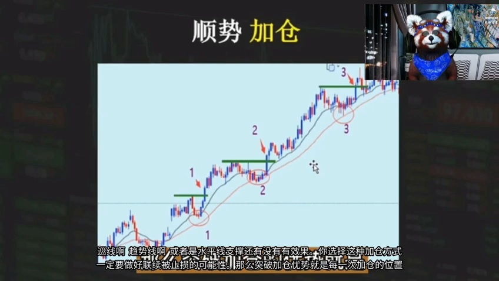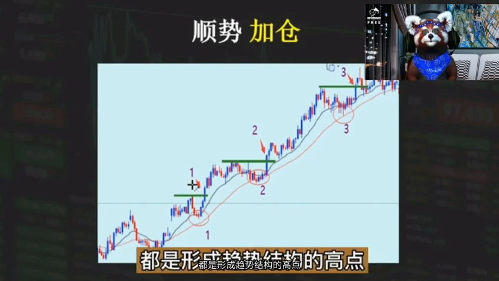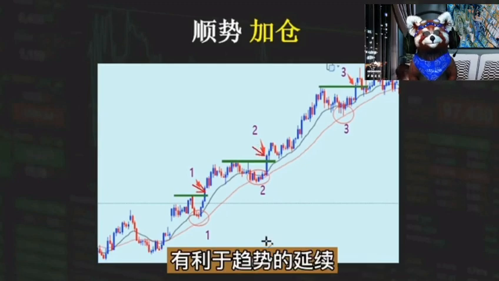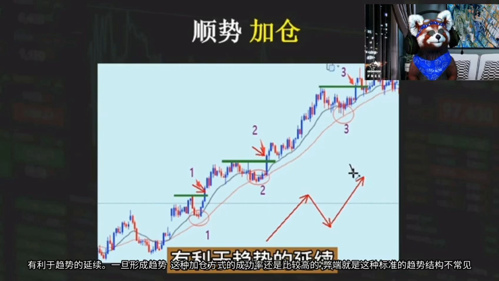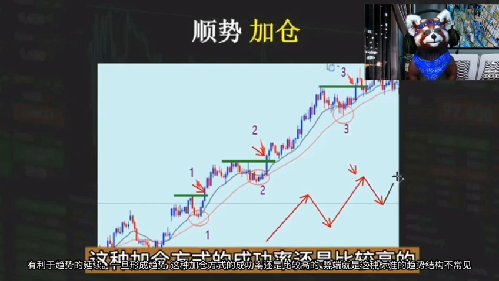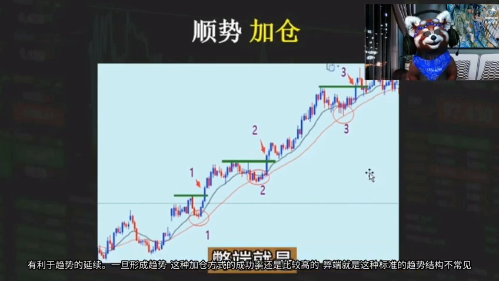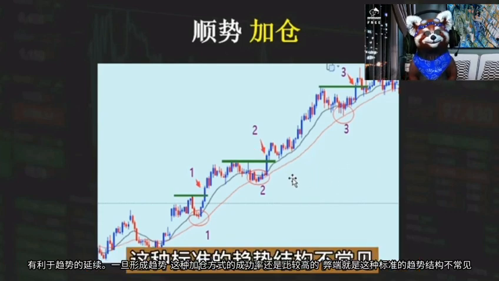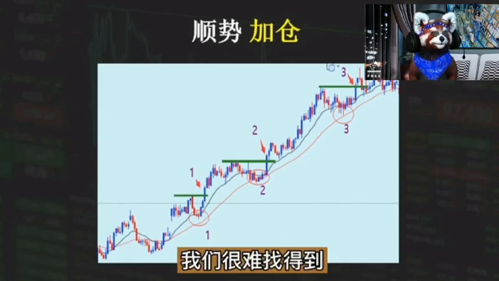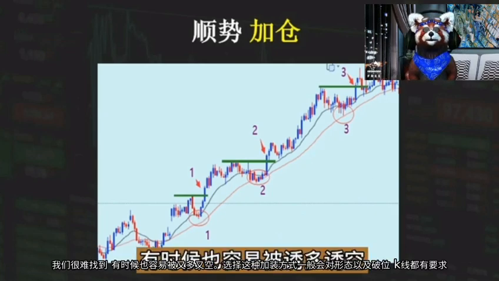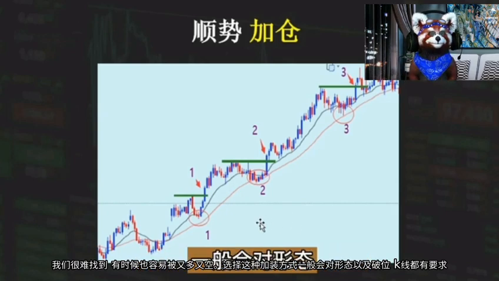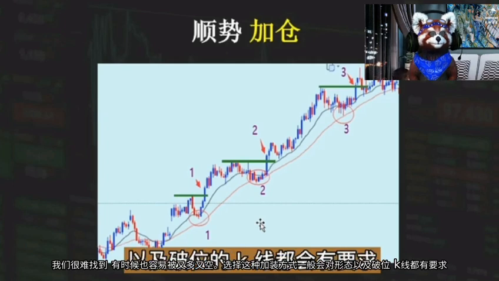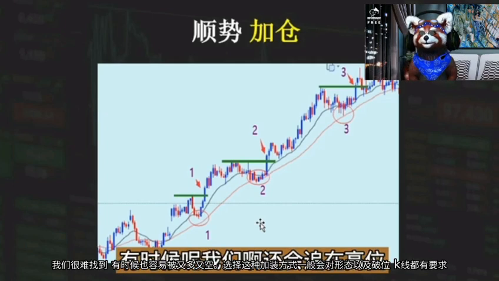Then, the advantage of adding positions on a breakthrough is that the position of each additional entry is at a high point that forms a trend structure. It's conducive to the continuation of the trend. Once a trend is formed, the success rate of this method of adding positions is still relatively high. The downside is that this standard trend structure is not common. It's hard to find, and sometimes it's easy to get a lot of false signals. Choosing this kind of adding method usually has requirements for the form and for breaking the K line.